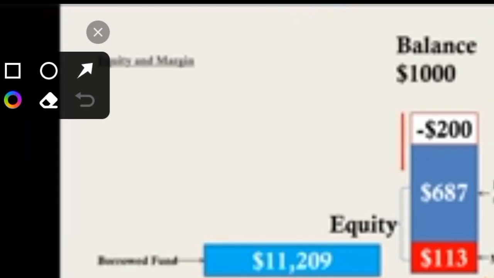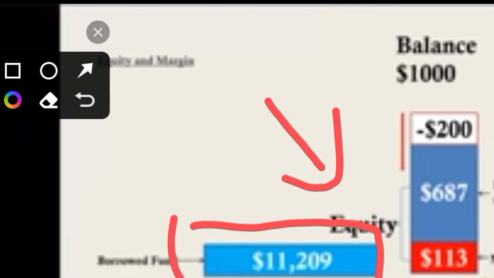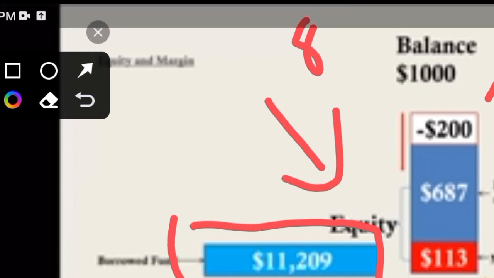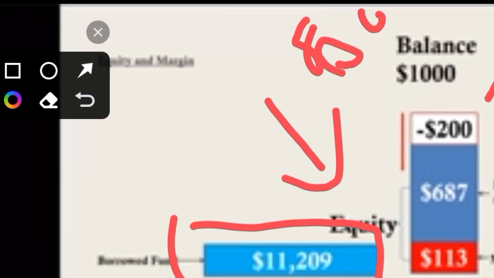So guys, like I said, whenever you take a trade and you have a loss or a win, they're going to pull out our money back, and then you're going to be left with the balance. So here we lost $200, which means we're going to be left with $800. Our balance is going to change to $800, right?